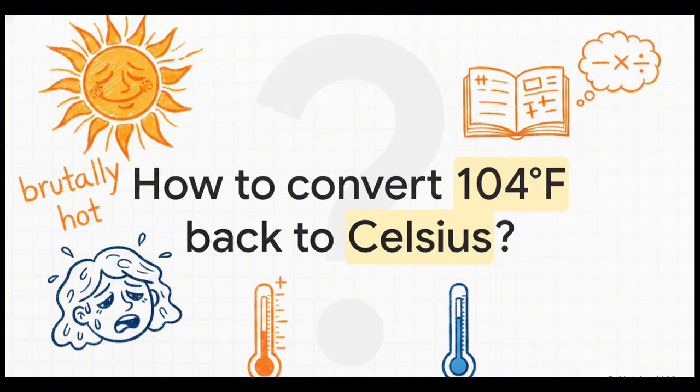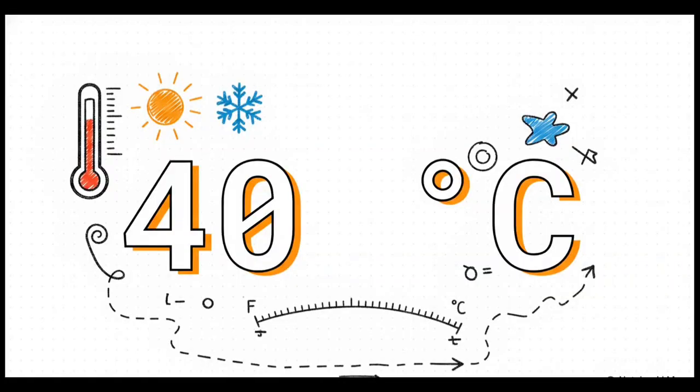Do you have it? The answer is 40 degrees Celsius. If you got that right, massive congratulations. Let's quickly review those mental steps. 104 minus 32 is 72. 72 times 5 is 360. Divided by 9 gets you right to 40. You, my friend, now officially hold the keys to translating temperatures across the globe.